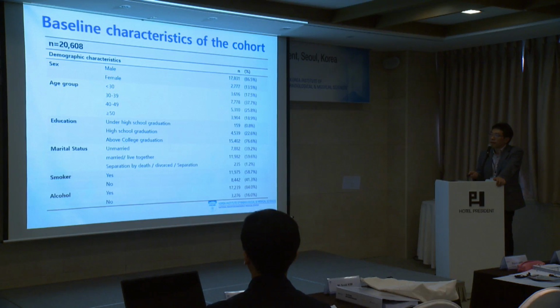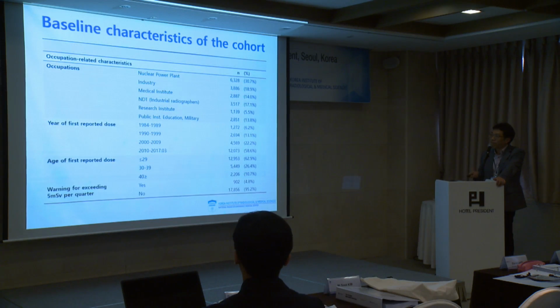And here are the baseline characteristics. The majority are male, and the smoking status is a little bit higher in the smoker group. In terms of occupation, nuclear power plant workers are the majority. And also, the age at first exposure is mostly less than 29 years old.